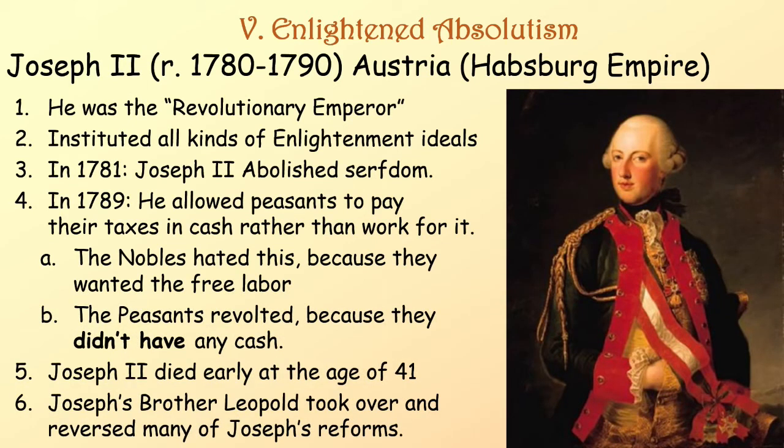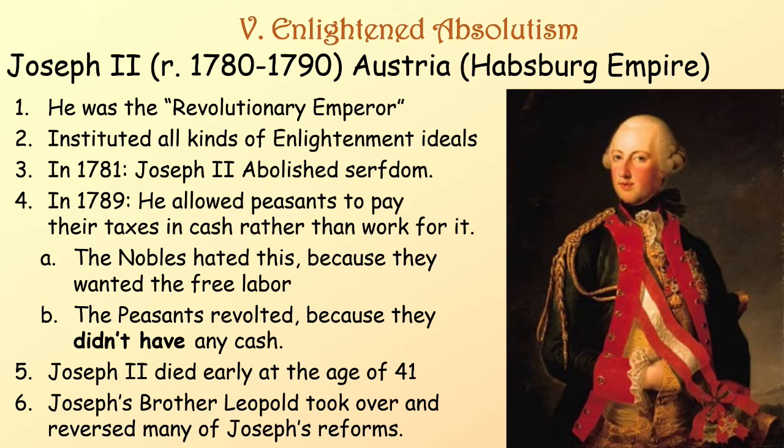Joseph II ruled from 1780 to 1790, the son of Maria Theresa, Austrian Habsburg Empire, of course. He was the revolutionary emperor. He instituted all kinds of Enlightenment ideals. In 1781, Joseph II abolished serfdom. And in 1789, he allowed peasants to pay their taxes in cash rather than work for it.